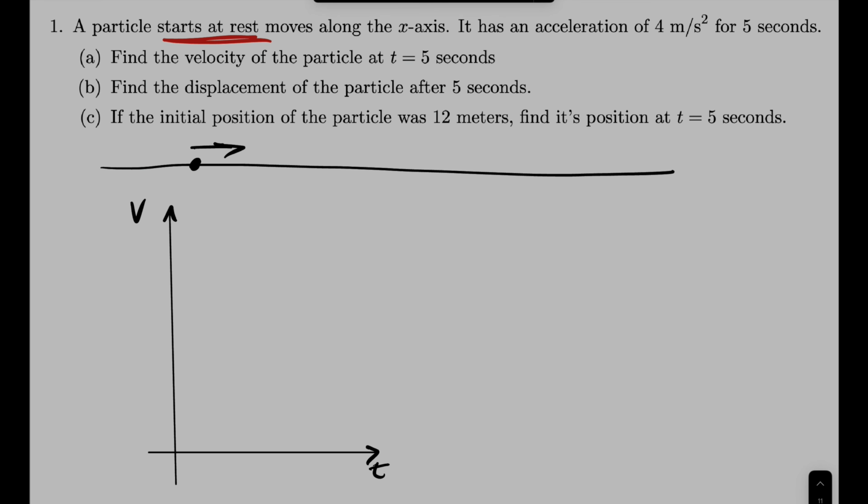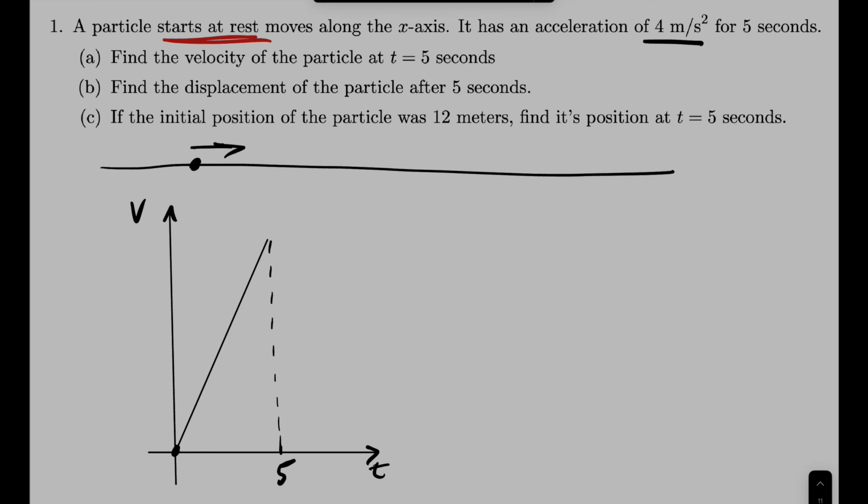So, find the velocity of the particle after 5 seconds. Well, we know it starts from rest. We know it's got an acceleration of 4, so that means the line is going to have a slope of 4. So I just need to draw it like that. It doesn't have to be precise. And then we know we're going to stop this at 5 seconds. We're going to look at it at 5 seconds. Okay? So that's 5 seconds.